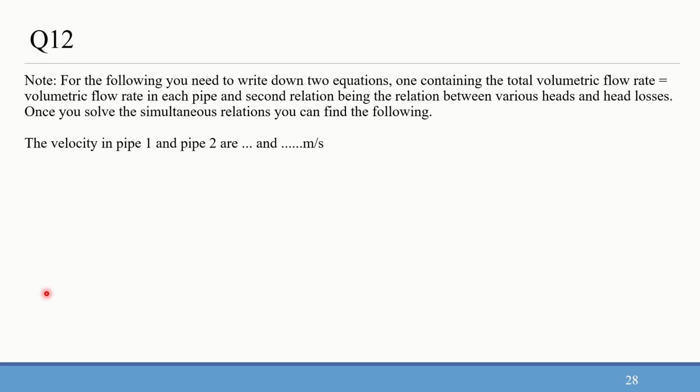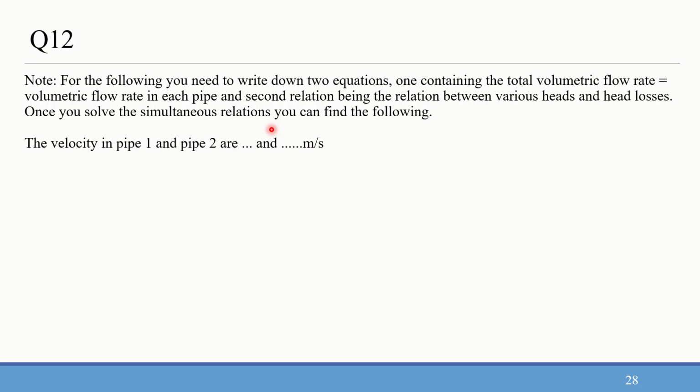And for question 12 we have: for the following you need to write down two equations. One containing the total volumetric flow rate equal to the volumetric flow rate in each pipe, and second relation being the relation between various heads and head losses. Once you solve the simultaneous relations, you can find the following. Velocity in pipe 1 and pipe 2 are dash.